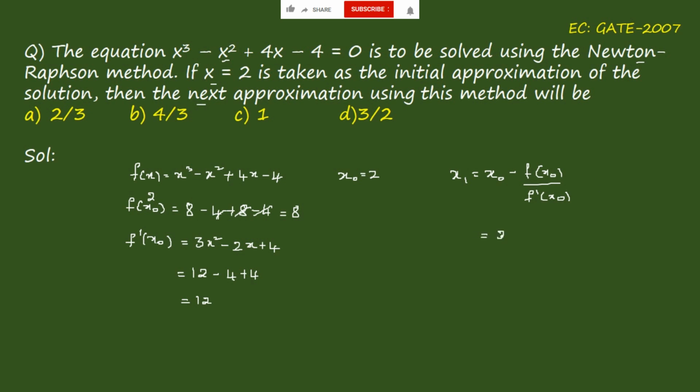So we get 2 minus, here the value of f of x naught is 8 by 12, which is equal to, it goes by 2, it goes by 3, it becomes 6 minus 2 by 3, which is equal to 4 by 3. So the next approximation value would be 4 by 3. Answer is option B.